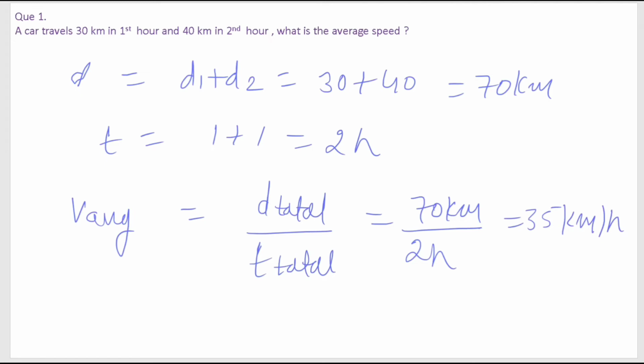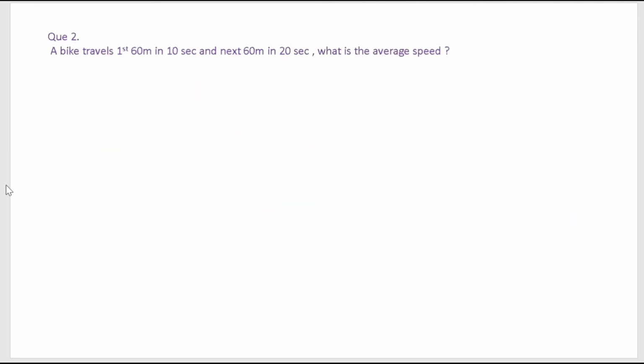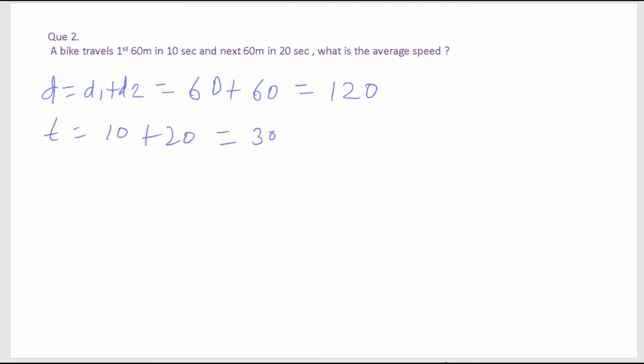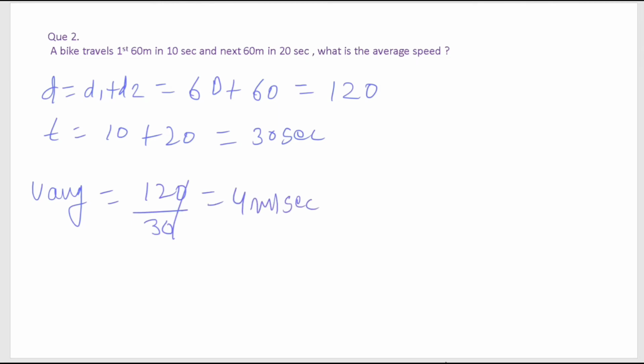Now let's see some more examples. A bike travels first 60 meters in 10 seconds, and the next 60 meters in 20 seconds. The total distance d equals d1 plus d2, 60 meters plus 60 meters, so 120 meters. The total time t equals 10 seconds for d1 plus 20 seconds for d2, so 30 seconds. The average speed is the total distance 120 divided by 30, which equals 4 meters per second.